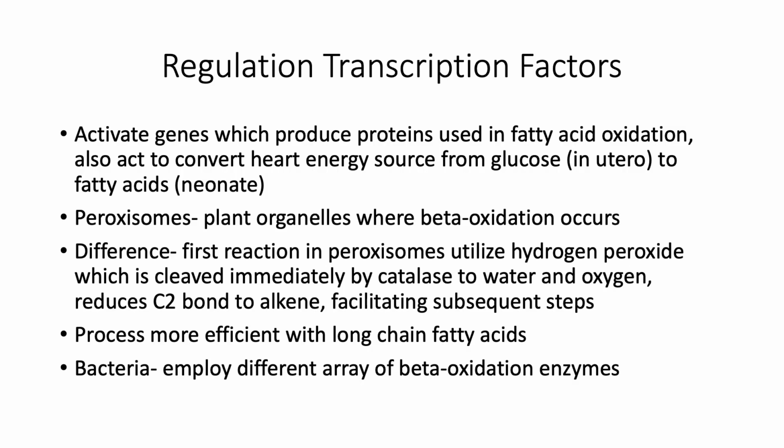There are regulatory transcription factors. You activate genes which produce proteins used in fatty acid oxidation. They also act to convert the heart's energy source from glucose in utero to fatty acids in the neonate. Peroxisomes are organelles where beta oxidation occurs, and the difference is that in the first reaction, the peroxisomes utilize oxygen to make hydrogen peroxide, which is cleaved immediately by catalase to water and oxygen. They reduce the C2 bond to an alkene linkage, which facilitates subsequent steps. This process is more efficient with long-chain fatty acids, and bacteria utilize a different array of beta oxidation enzymes.